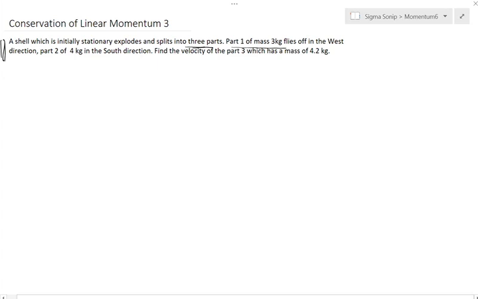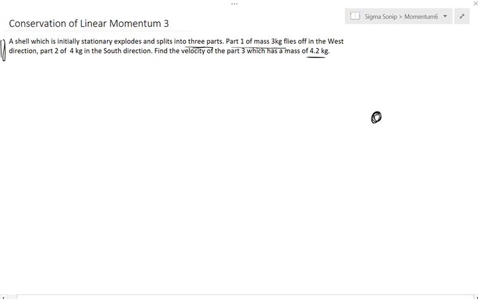Part 2 of 4 kilogram in the south direction, and part 3 is of 4.2 kilogram. It would fly off in some direction with some velocity, and that is what we are required to find. So first, let's draw a diagram here to see what's happening.